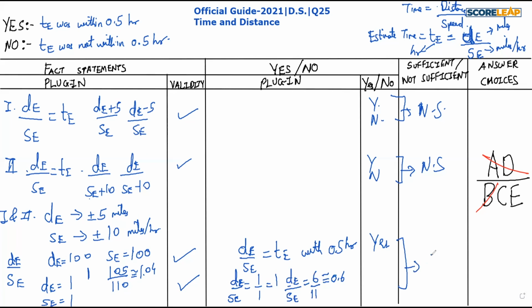Together also they are not sufficient. Why are they not sufficient? Because they have not given us the values of DE and SE. If they had given the values of DE and SE, then we could plug in the values and check whether it is sufficient or not. The statements together are also not sufficient, and our correct answer will be option E. I hope it is clear.